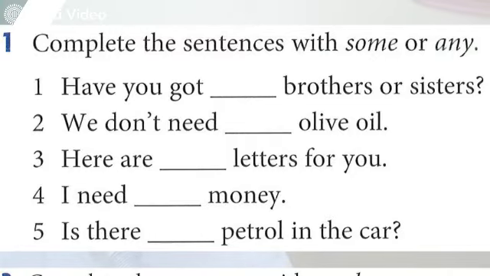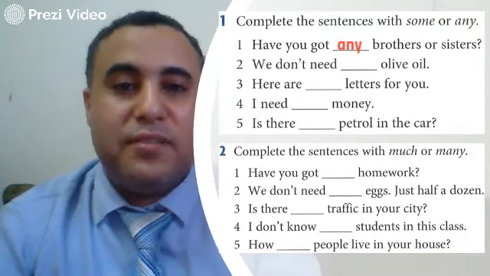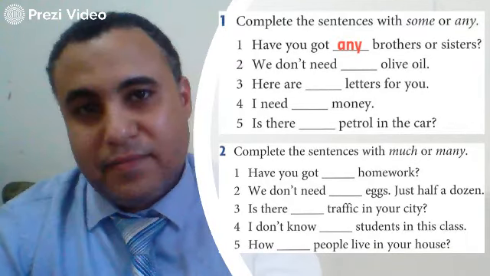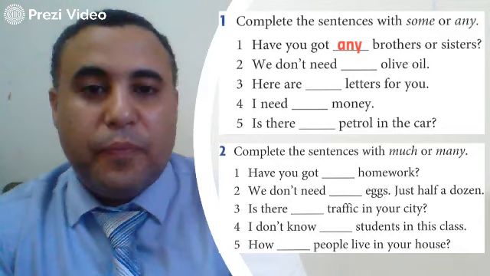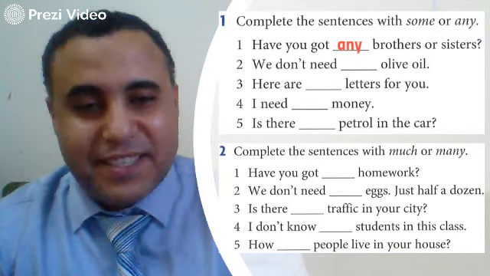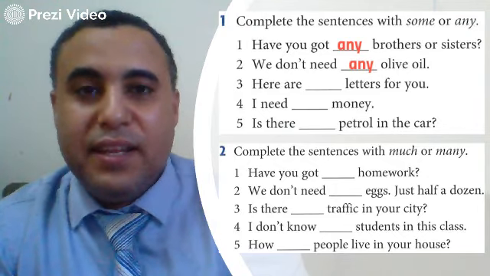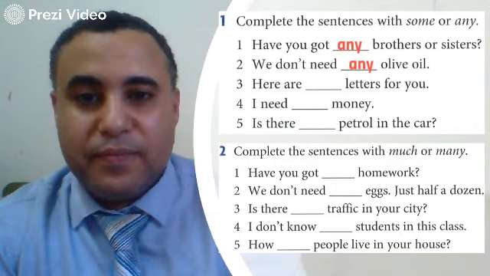Have you got any brothers or sisters? Correct, because it's a question. 2. We don't need olive oil. Yes, it's negative, so we use any. We don't need any olive oil.